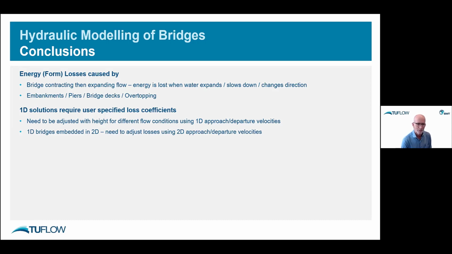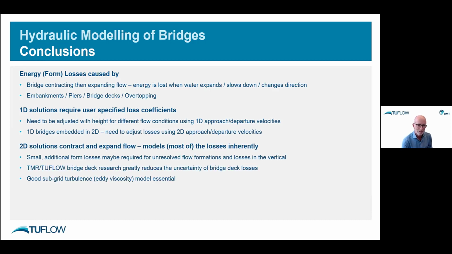If you're embedding your 1D bridge inside a 2D domain, just be aware that the 2D is probably covering some, if not most, of your exit losses. So you can't simply apply the full losses to a 1D bridge embedded inside a 2D model. Schwaling is giving a paper at the upcoming HIWE H3RS conference on techniques where we automatically make those adjustments based on the 2D approach and departure velocities. That's a very nice new feature.